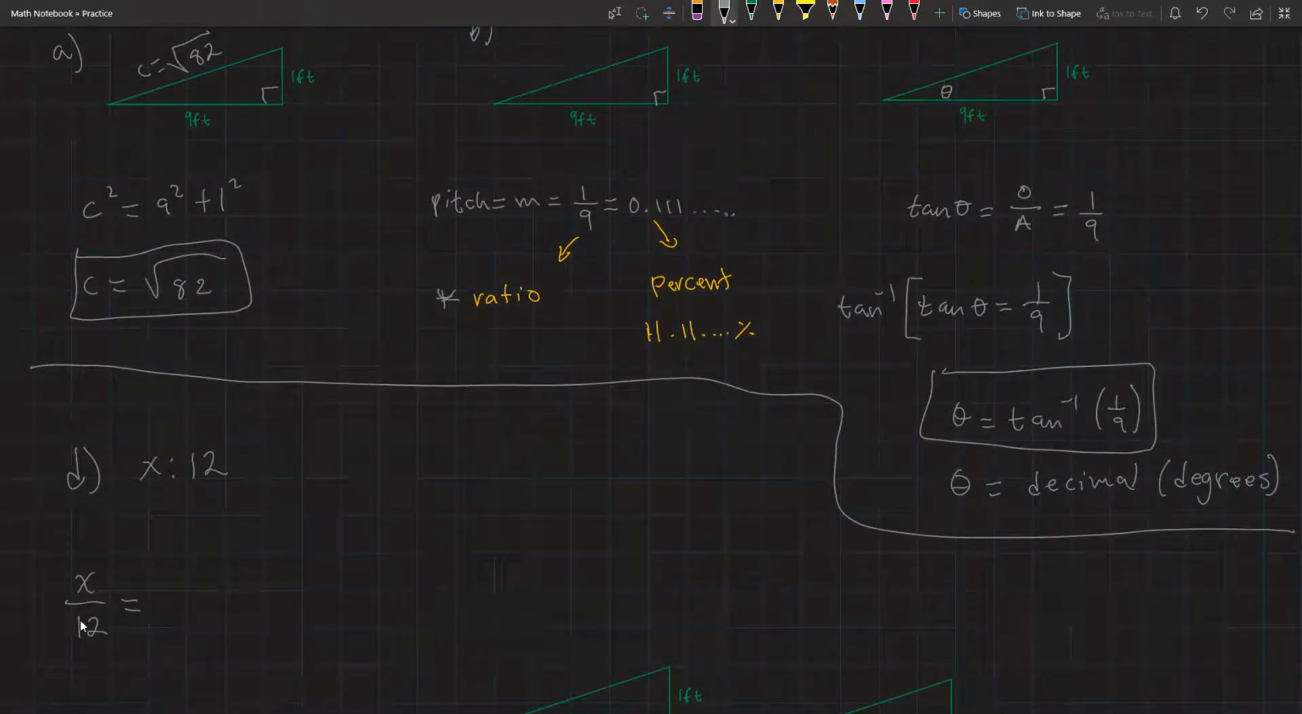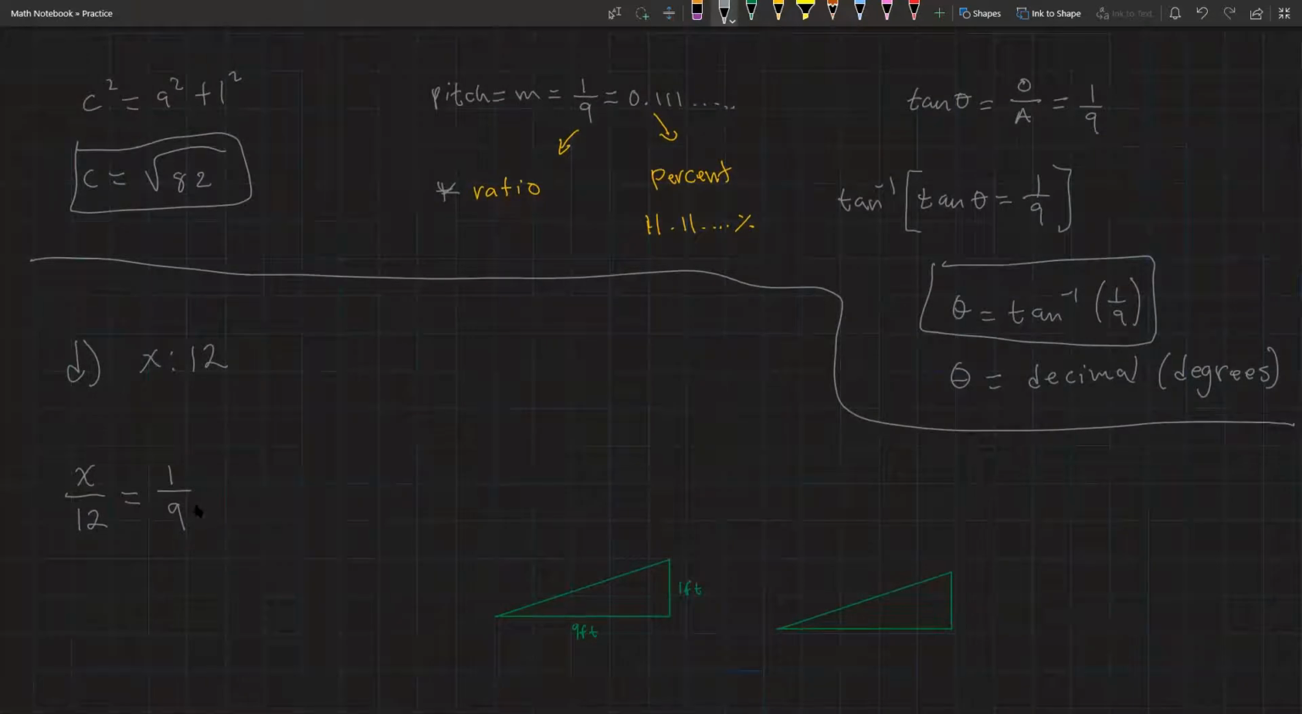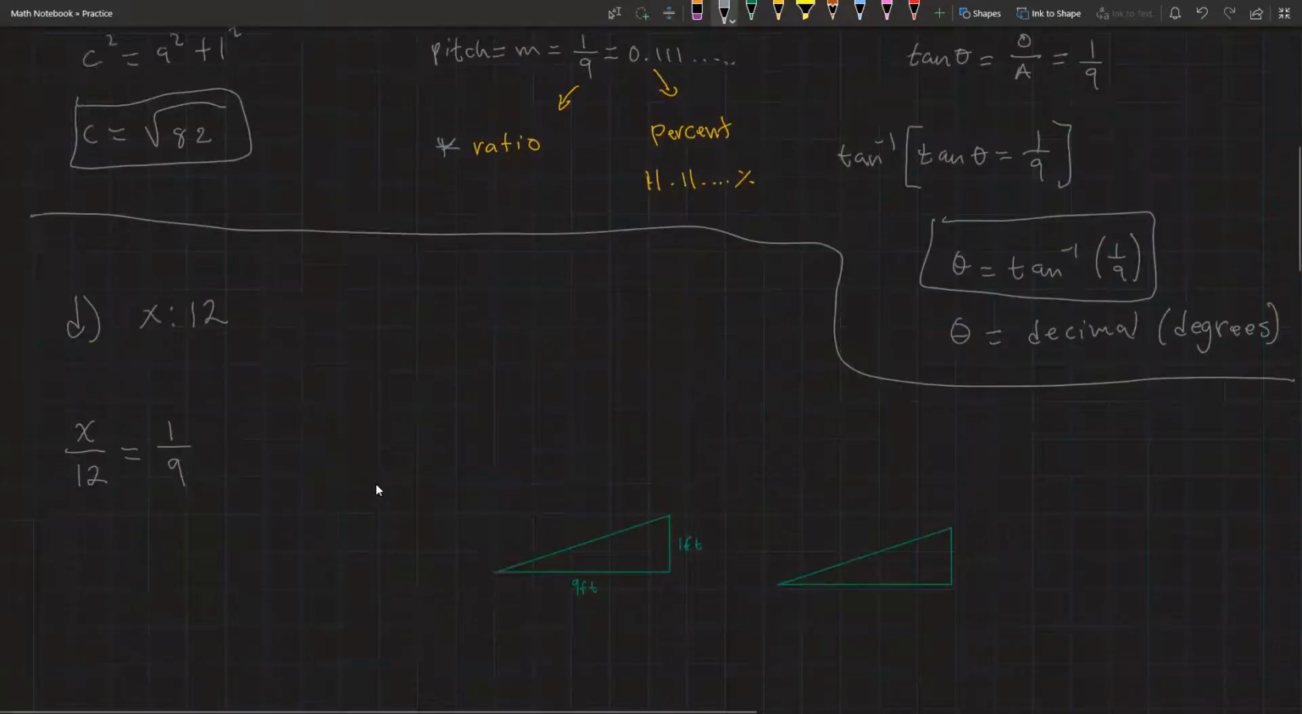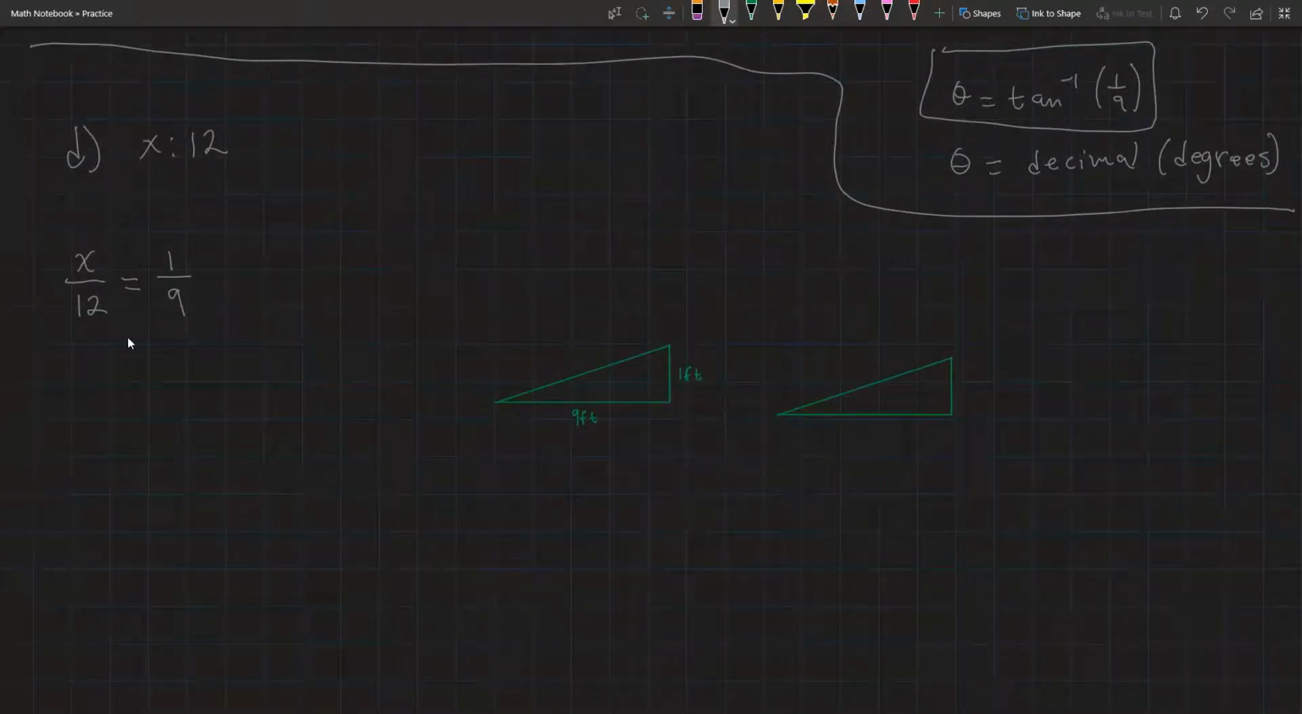But we want it with a denominator of 12, right? So we want to make the 1/9 into some ratio with denominator 12 instead of denominator 9, and figure out what that x value is. To solve this is called a proportion. To solve those, we cross multiply. And it doesn't matter if you start multiplying these two, or if you start multiplying these two.